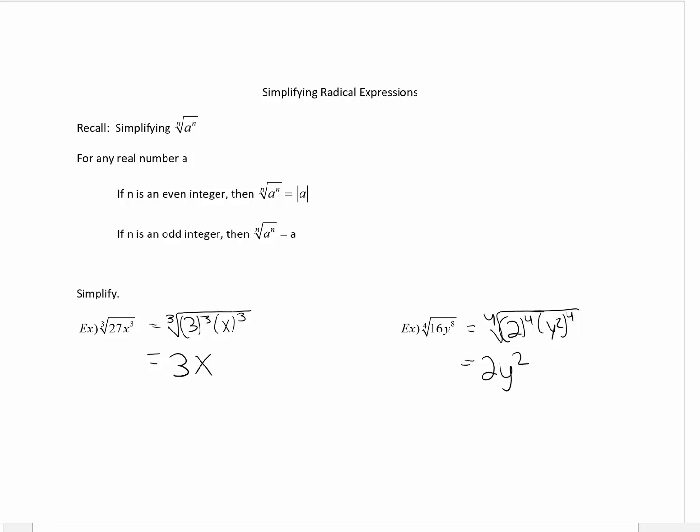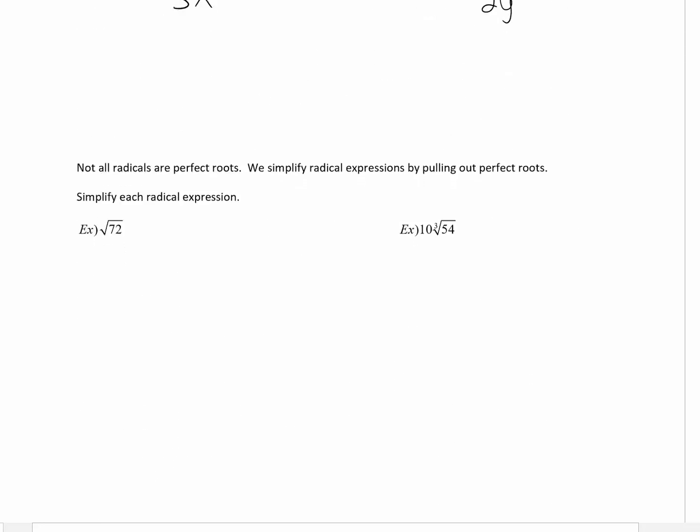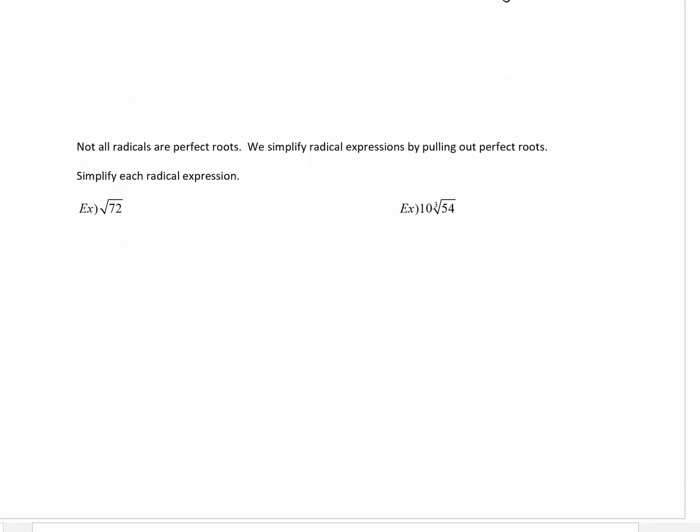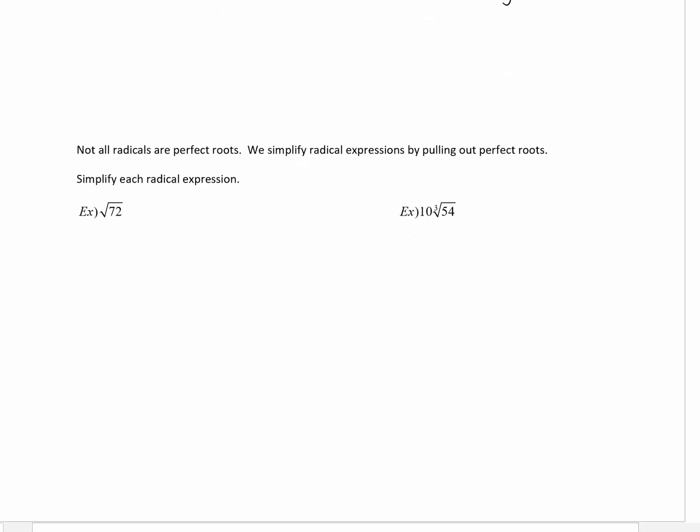Now, this is great, but not all radicals are going to be perfect roots. So the idea for us then is we want to simplify radical expressions by pulling out perfect roots and simplifying as much as possible. All right, so let's simplify each radical expression. In order for us to do that, I will create a factor tree to write out all of the factors, prime factors, of a particular number.